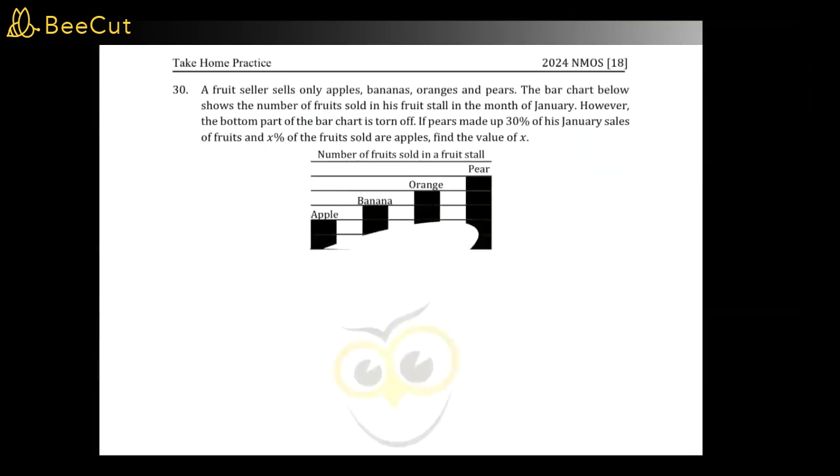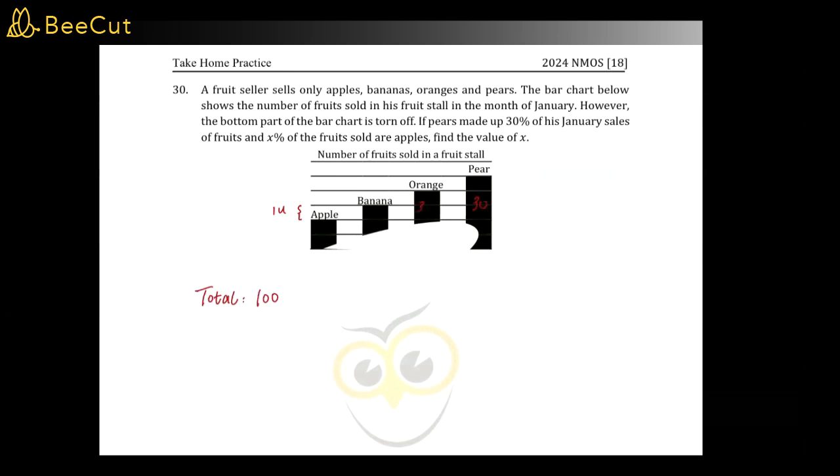Now, question 30. So, number of pairs made up 30% of the January sales. This one is 30%. Let's say the difference between them is 1U. So we let the total be 100. So we know that the pairs is 30.